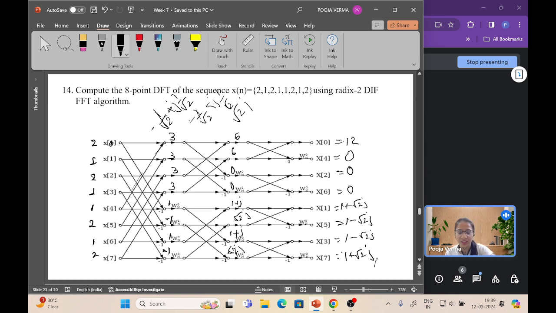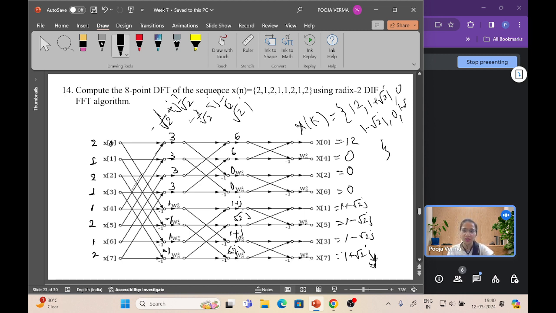I think this answer you will get. There may be some variation or calculation mistake, but you can compute like this. This is the DIF FFT algorithm, decimation in frequency, with reversed order. So now after that we have to write in the correct order, right? So X of k will be, that is X of 0, 12, then 1, 1 plus root 2j, then 2, that is 0, then 3 we have to write, that is 1 minus root 2j, then X of 4, that is 0, then X of 5, 1 minus root 2j, something like that. So we have to write in the order.